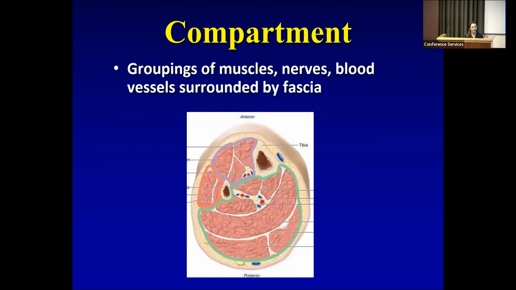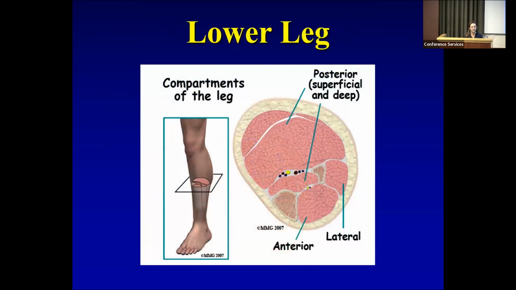So again, this is what a compartment looks like. So we've got groups of muscles. There's also a nerve and a blood vessel that will run with those muscles. And then the muscle has the lining called the fascia. So that green perimeter is, for example, of a posterior compartment in a leg, but we'll look at this a little bit more closely. So in the lower leg, the muscles are actually grouped into 4 different compartments.